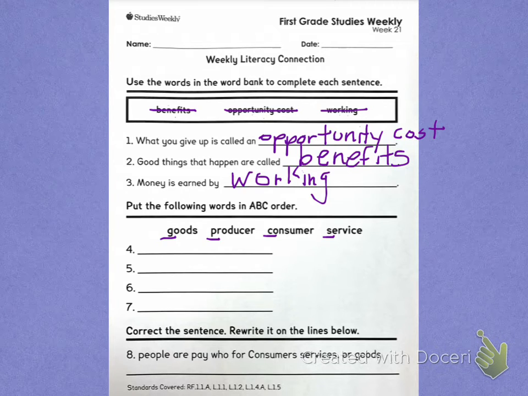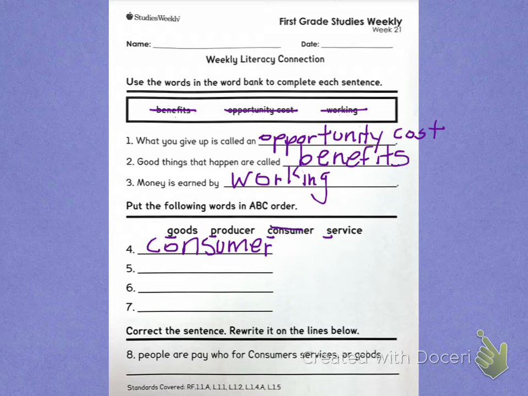Alright, so now, looking at this, we have goods, producer, consumers, services. What I like to do whenever I'm putting things in ABC order, I say the ABCs in my head, and whenever I say a letter that I'm looking for, which is G, P, C, or S, I stop and I know I can write that one. So now let's say the alphabet together. A, B, C, C, consumers, so I can write consumers first. So consumer. Remember, consumer is someone that actually buys something.